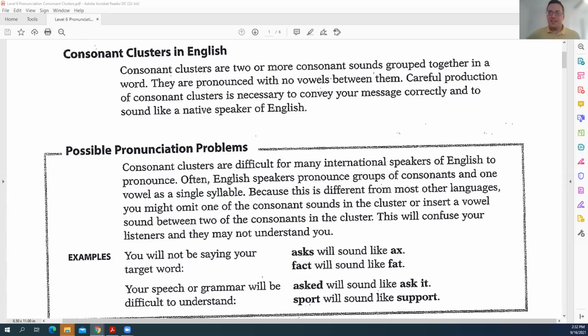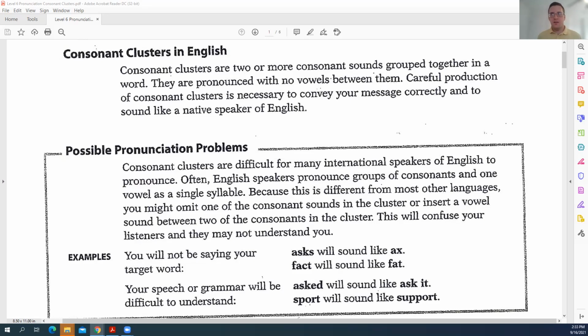Hi, today's video is about the pronunciation of consonant clusters in English. Consonant clusters are two or more consonant sounds grouped together in a word. They are pronounced with no vowels between them. Careful production of consonant clusters is necessary to convey your message correctly and to sound like a native speaker of English.